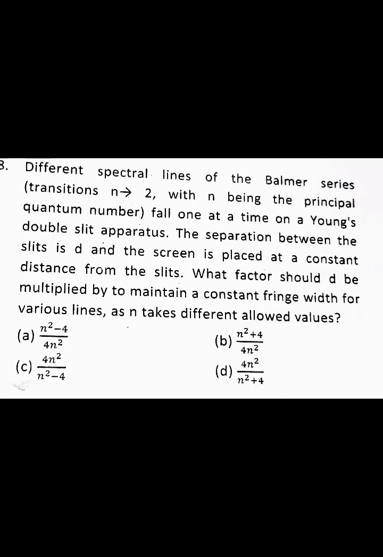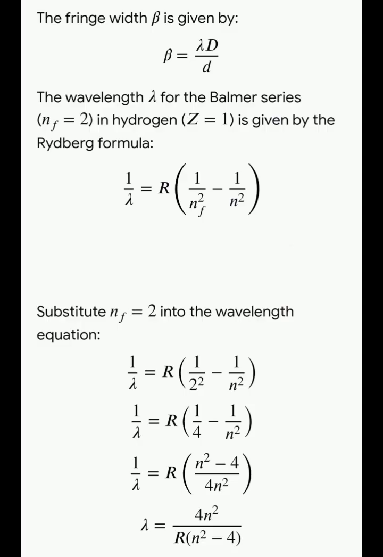The separation between the slits is d and the screen is placed at a constant distance D from the slits. What factor should d be multiplied by to maintain a constant fringe width for the various lines as n takes different allowed values? For Young's double slit apparatus, the fringe width beta is equal to lambda D by d.